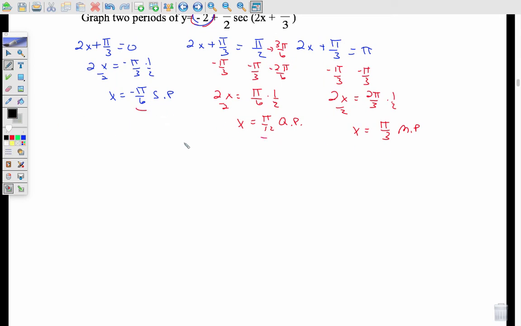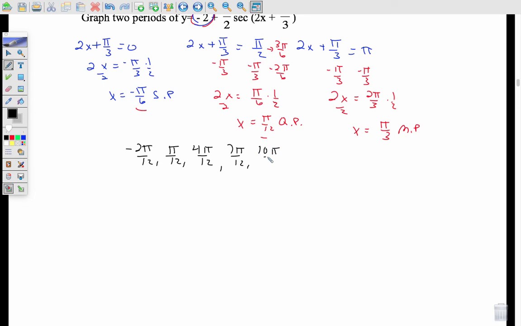So as we've done previously, I have 3 fractions. In this case, I have 3 different denominators. 6, 12, and 3 have a common denominator of 12. So I have negative 2 pi over 12. The pi over 12 can stay, and the pi over 3 will change to be 4 pi over 12.